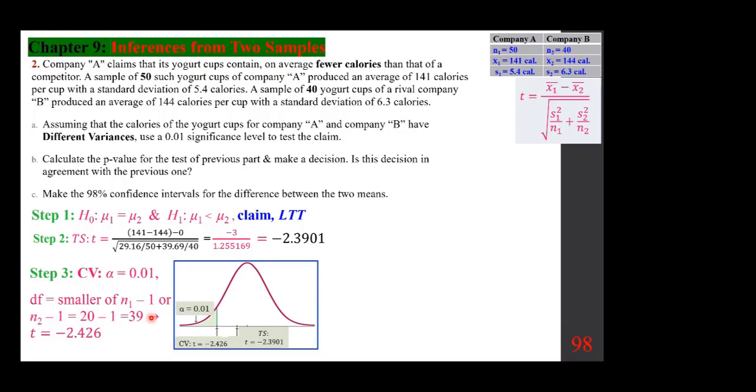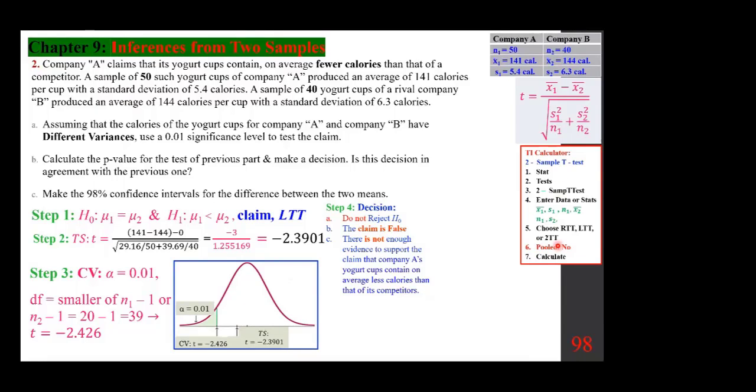In this case, if we plug in the values, the critical value is negative 2.426. The test statistic is way into the non-rejection region. Therefore, fail to reject or do not reject H0. After that, we go back to step 1. If we are not rejecting H0, we are rejecting H1, the claim becomes false. There's not enough evidence to support the claim that company A's yogurt cups contain on average less calories than that of its competitor.